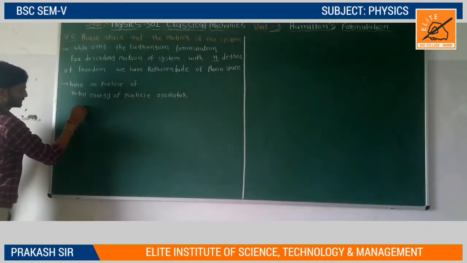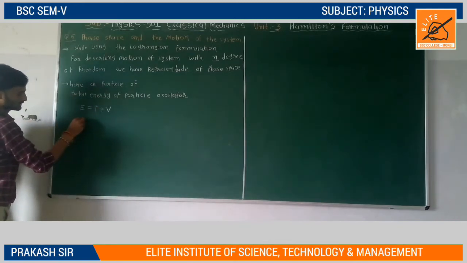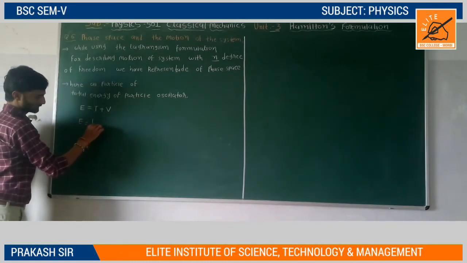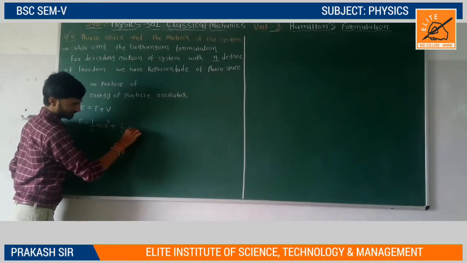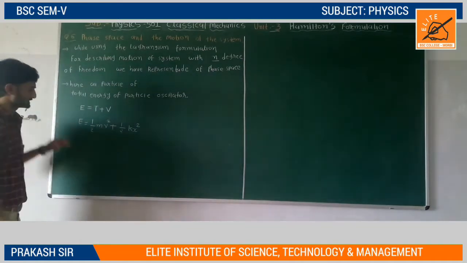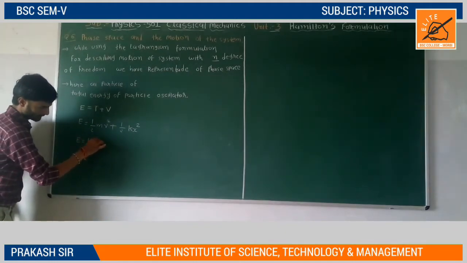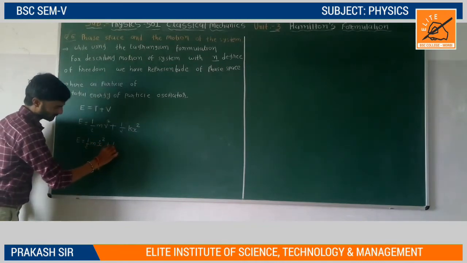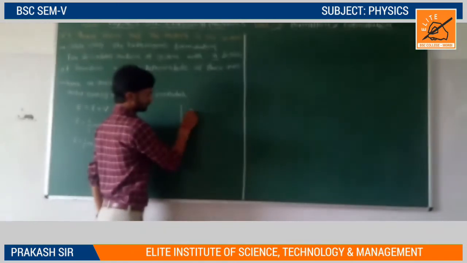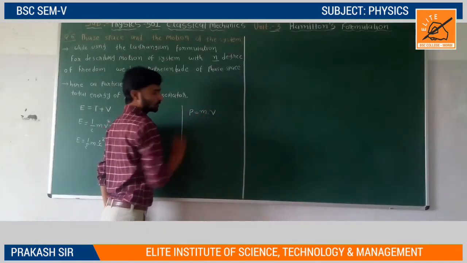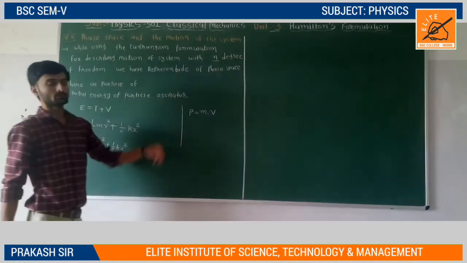So E is equal to kinetic energy plus potential energy. Kinetic energy is 1 by 2 mv square plus potential energy 1 by 2 kx square. Now the Lagrangian equation is 1 by 2 m x dot square plus 1 by 2 kx square. Now momentum P is mass into velocity. Here x dot is replaced to convert to momentum p.